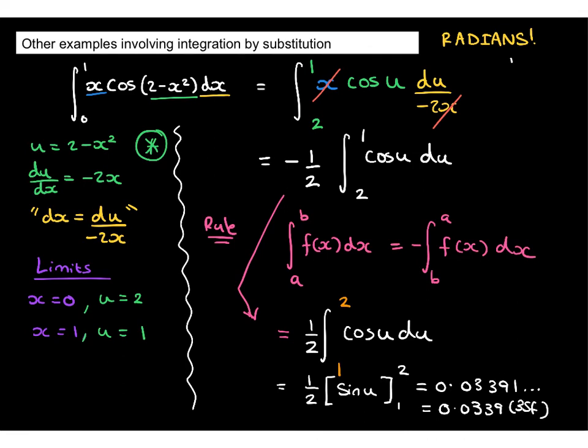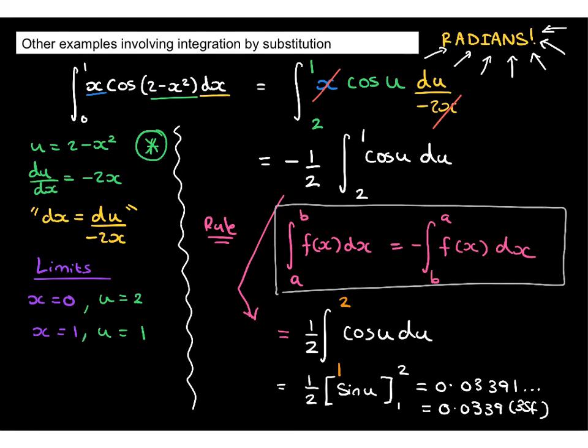You will only get the correct answer if you're working in radians. If you work in degrees, you will not find that you get the correct answer. Now, really important that we're all aware of this result here, which is extremely useful. So make sure that you know it. You can change the sign of an integral if you swap around the limits, and still get the same result at the end.